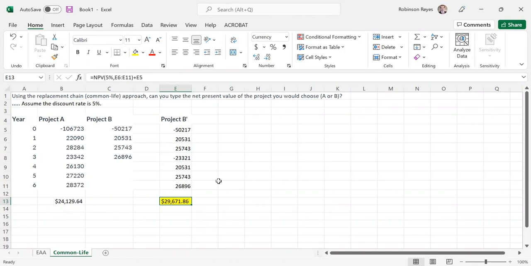So this is how we use the replacement chain or the common life approach to compare two projects that have unequal lives, so we can use the net present value and compare the net present value between these two projects.